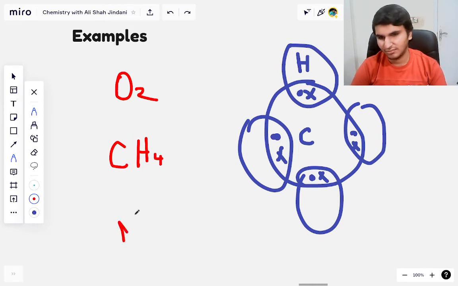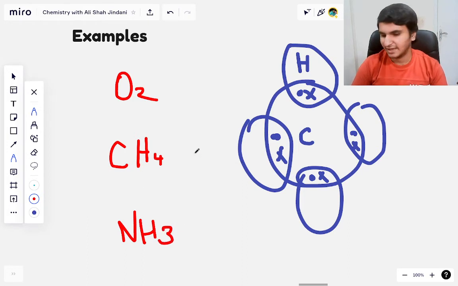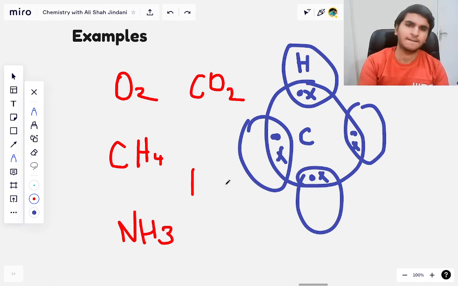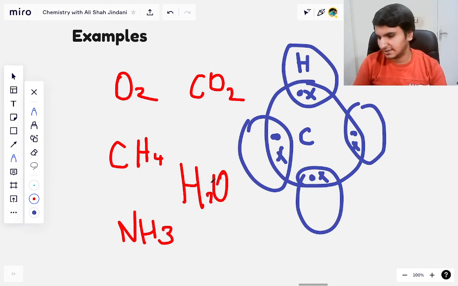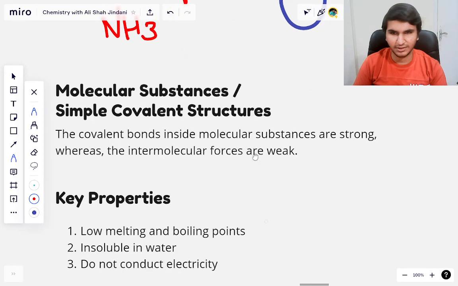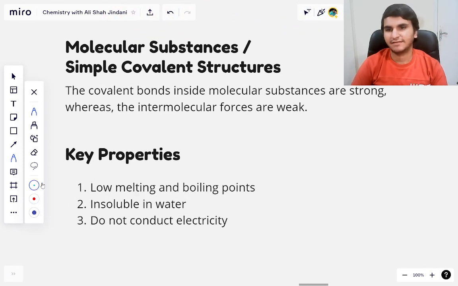We have ammonia, that is NH3. We have also got carbon dioxide as a molecular compound, CO2. We have got water as well, one of the compounds. And you can pretty much see that this is how it works. Now that we have done all of this, let us go and learn about these molecular substances.